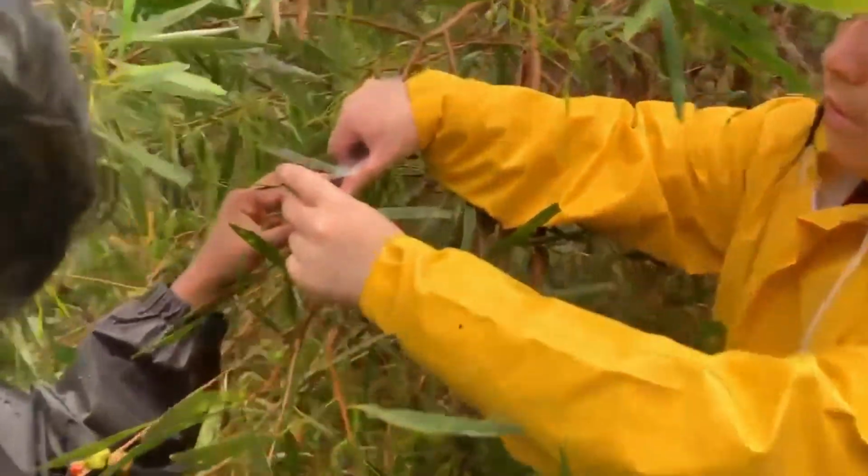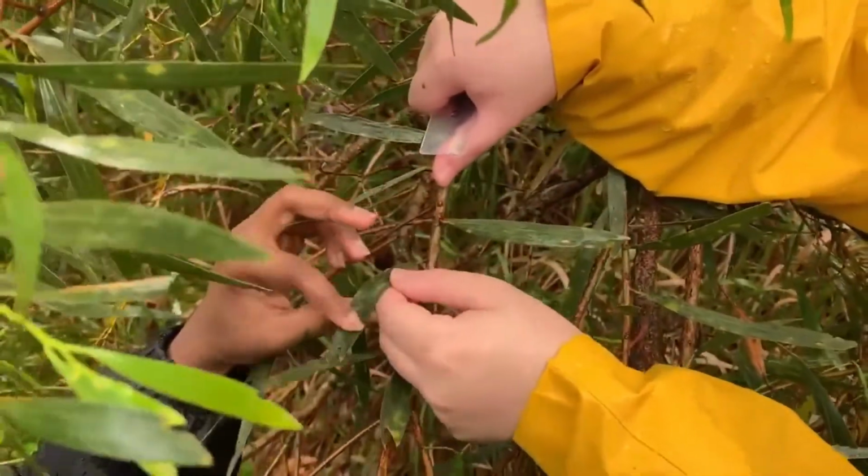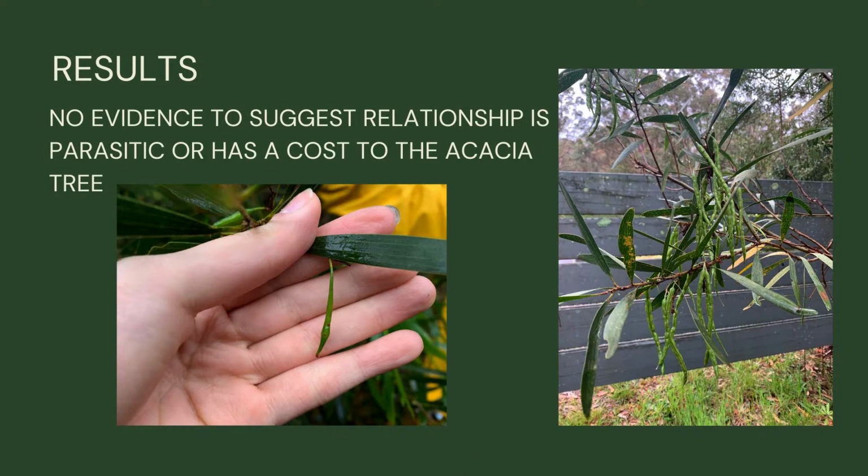After collecting our data, we analyzed it using statistical tests known as t-tests and linear regressions, ultimately finding that there was no evidence that the galls had a negative effect on the plant's growth or fitness. Therefore, there is no evidence that the interaction comes at a cost to the tree, or that the relationship is parasitic.